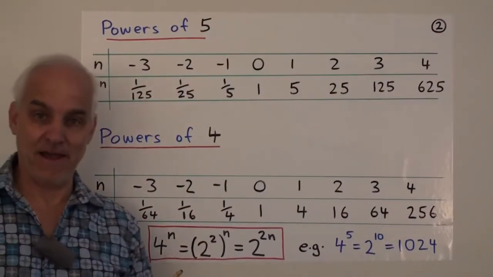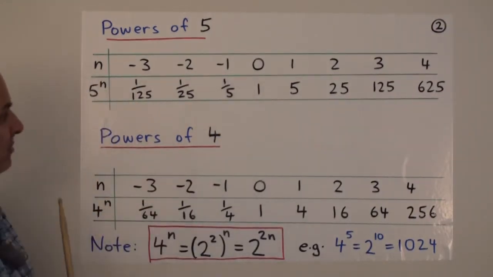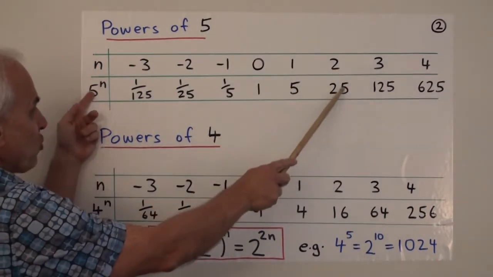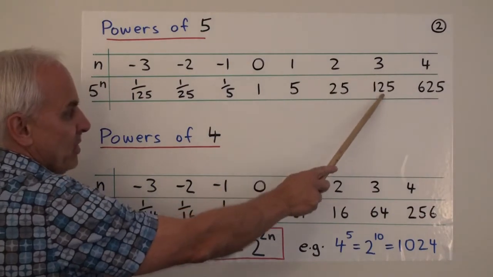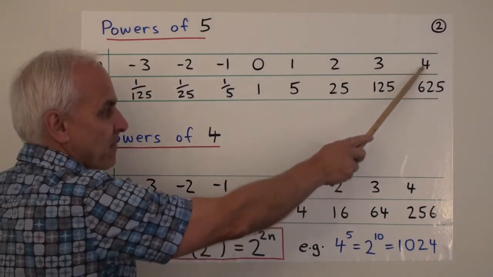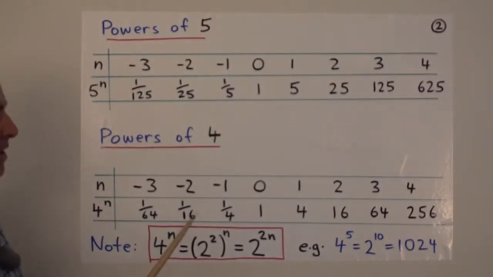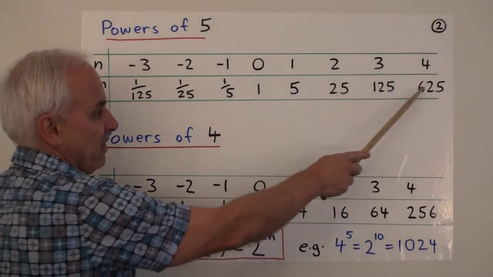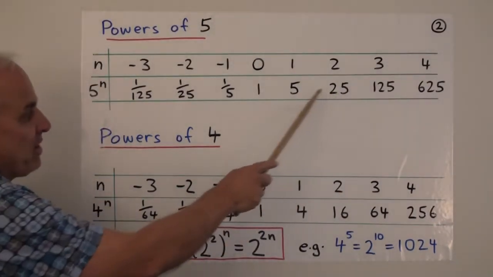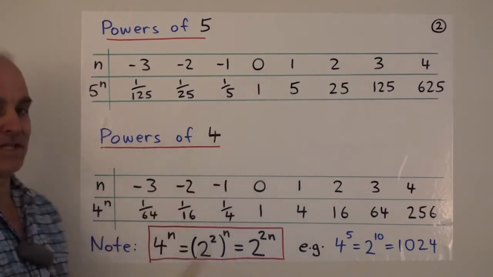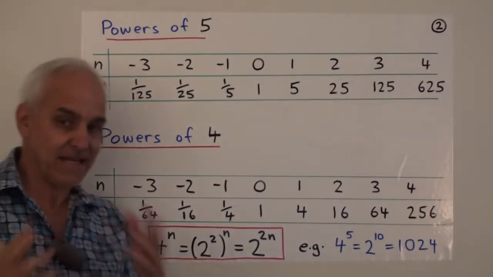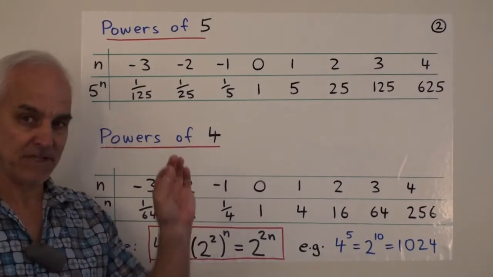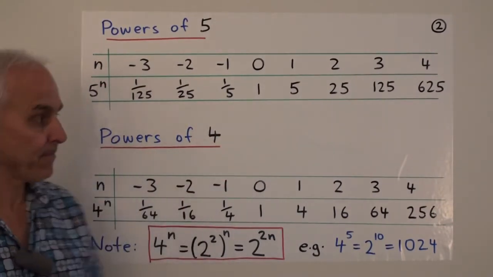How about powers of 5? Same kind of table. We can read 5 to the 1 is 5. 5 squared is 25. 5 cubed is 125. 5 to the 4th is 625. So we obtain these numbers by starting with, say, 5 and multiplying by 5 each time. In the other direction, we divide by 5. So that 5 to the 0 is 1. In fact, anything to the 0 is 1. Okay? It doesn't matter what the base is. If you have an exponent of 0, the answer is 1.